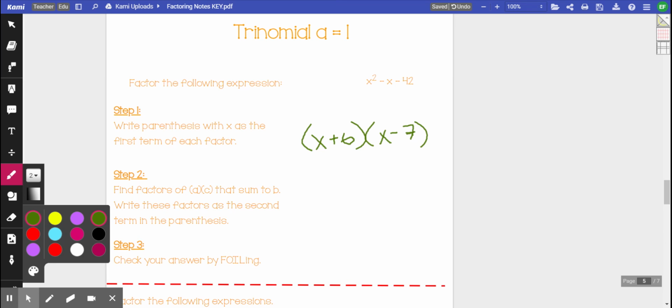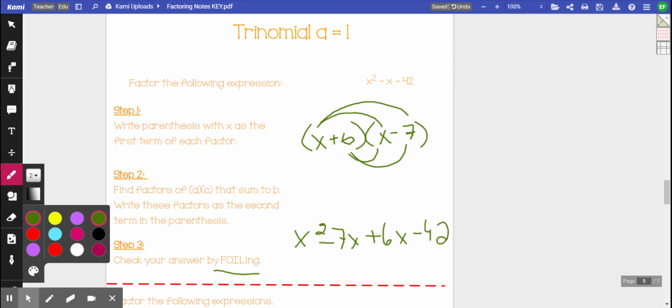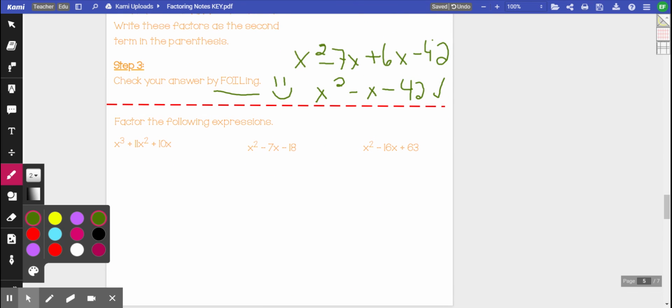If you want to double check it, you can definitely do so by foiling. When you do, just to encourage you to, x times x is x squared. X times negative 7 is negative 7x. 6 times x is 6x. And 6 times negative 7 is our negative 42. When we combine those outer and inner terms, or 2 like terms in the middle, we do get back to exactly where we started from. So that's our verification that we are happy campers because we did it correctly. So we can smile. Let's do it a couple more times just to practice.